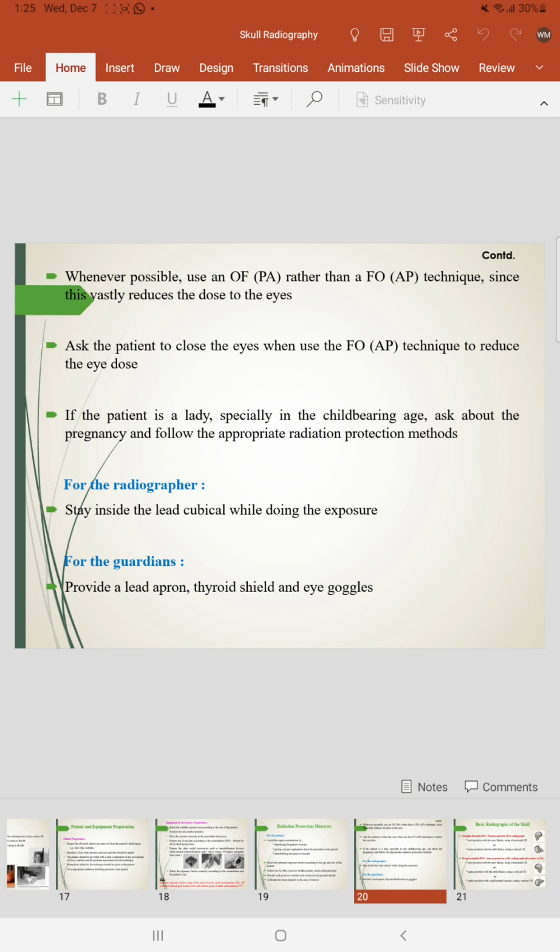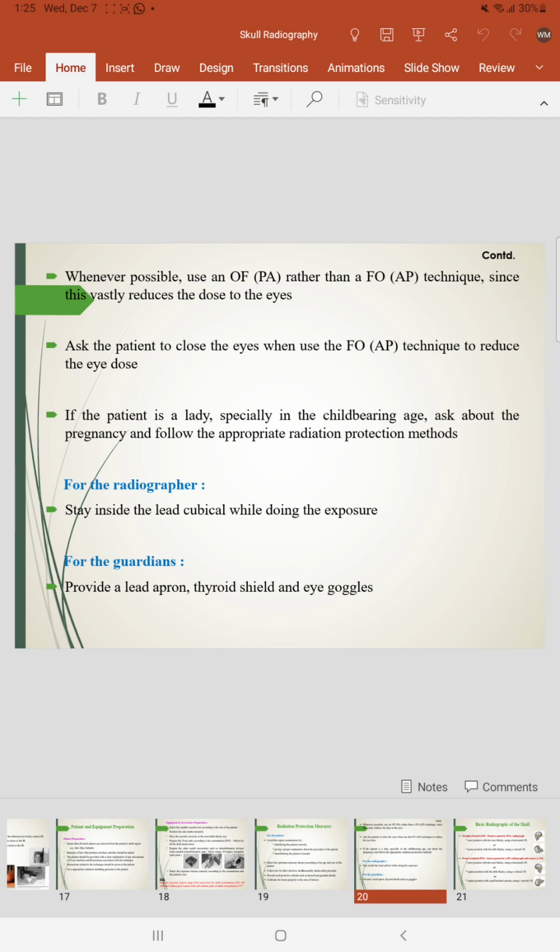Whenever possible, use an OF. It means PA view, posterior anterior view, rather than AP technique, since this vastly reduces the eye dose. Then ask the patient to close the eyes when using the AP technique to reduce the eye dose.